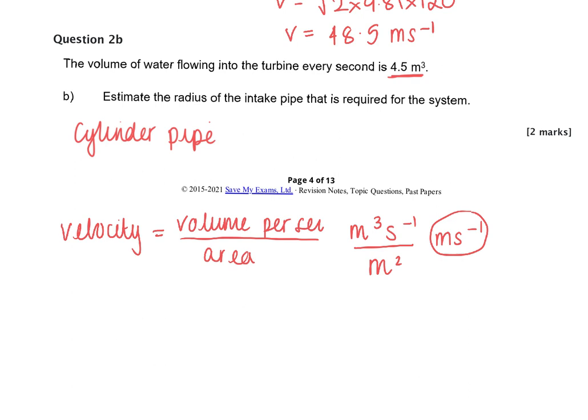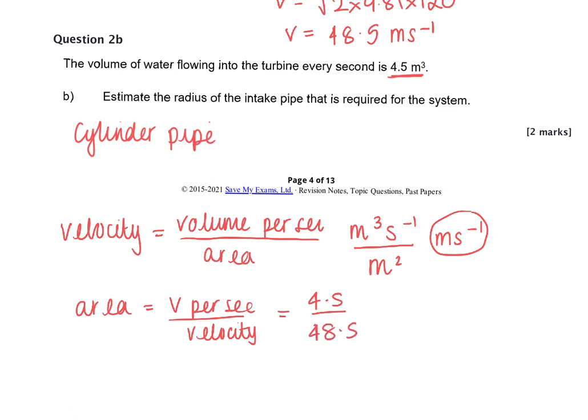So we're going to rearrange this then to work out our area, because that's where we're going to get our radius from in a minute. So area is going to be the volume per second divided by our velocity. So the volume per second is 4.5 meters cubed, and the velocity we did work out above is around 48.5, and if we divide that we get an area of 0.0989 meters squared.